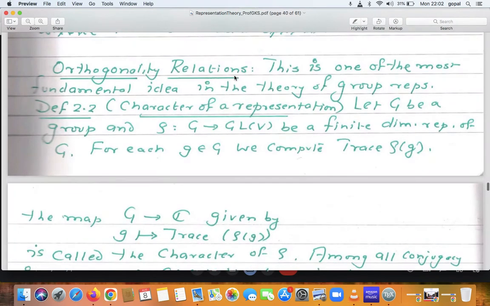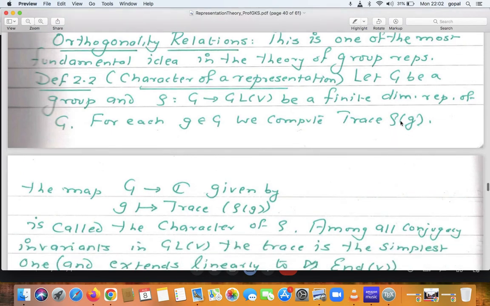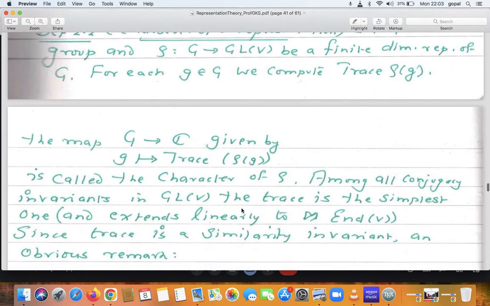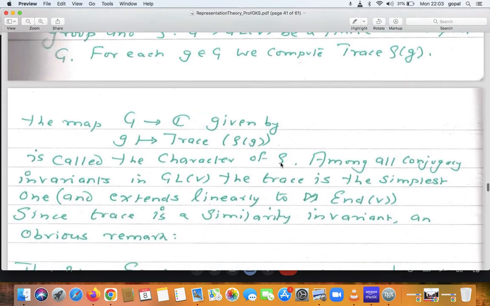Orthogonality. This is one of the most fundamental ideas in the theory of group representations: the character of a representation. Let G be a group and rho from G to GL(V) be a finite dimensional representation. For each g in G, we compute trace rho(g). Namely, simply take rho(g) and follow it up with trace. g going to trace of rho(g) is called the character of rho.